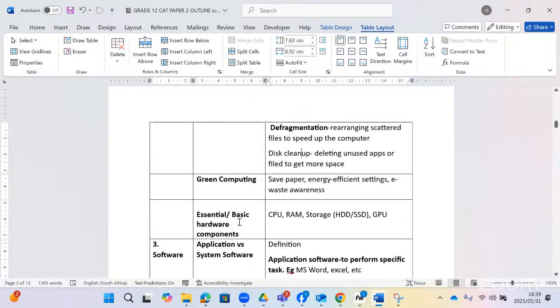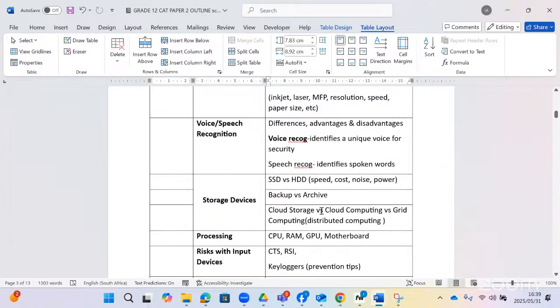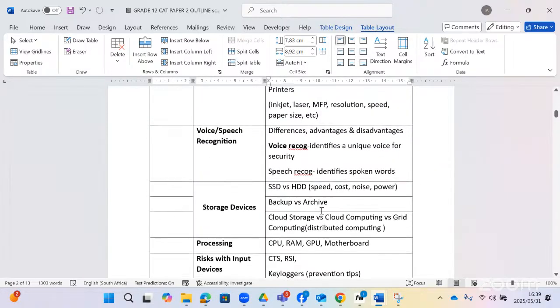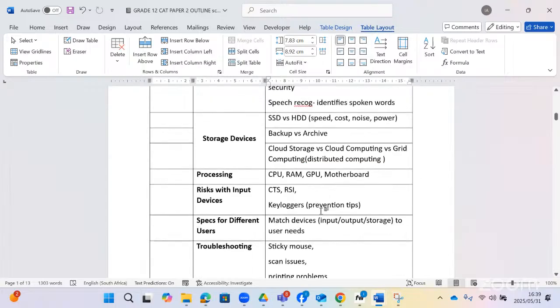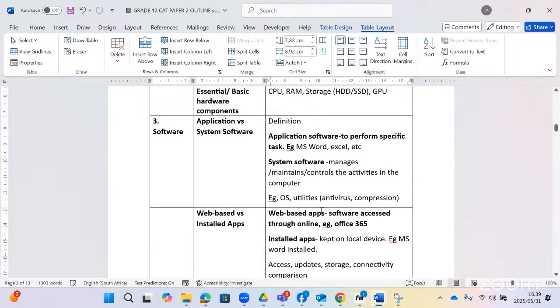Now, essential or basic hardware components. What are the essential or basic hardware components? Examples are the CPU, RAM, storage, or the GPU. What are the internal essential components that are needed? So these are the essential components. All these are hardware. So you must take note of the hardware issues, what needs to be done. And then we have the software issues as well.